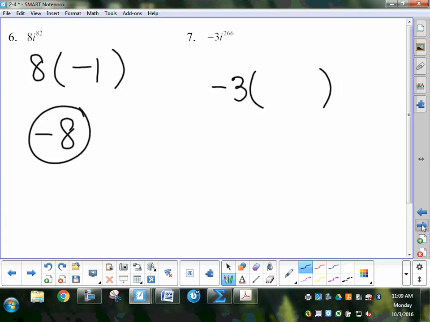So what are we going to get for i to the 266? It doesn't matter what you use. I could care less. What do you say? Not negative i. Yeah, it should be -1 because 264 falls up top. And this comes out to be a +3. Questions on that one?